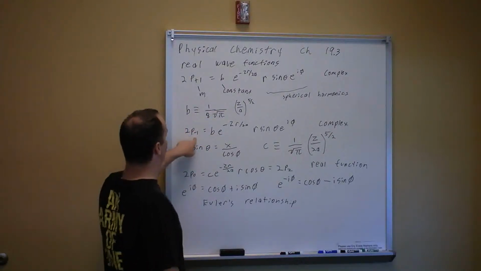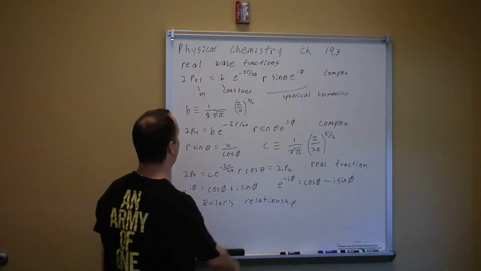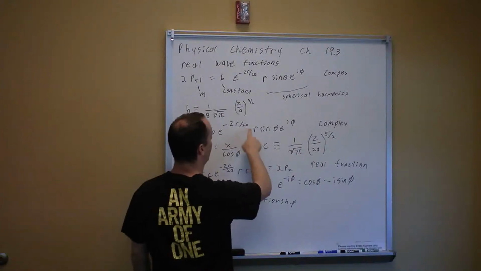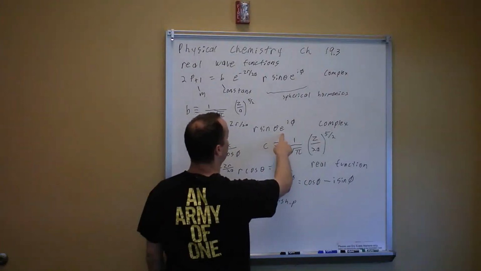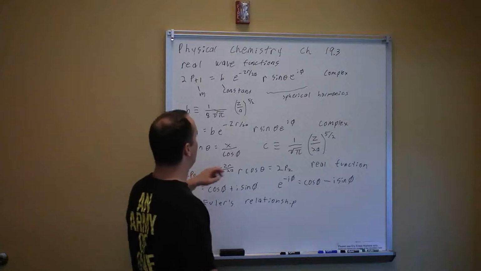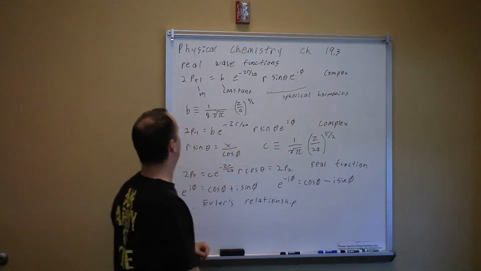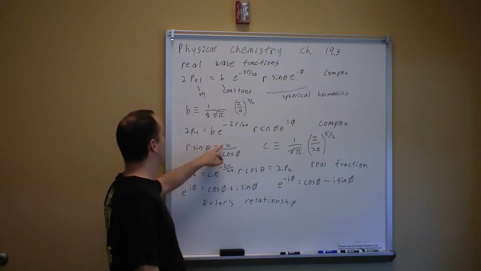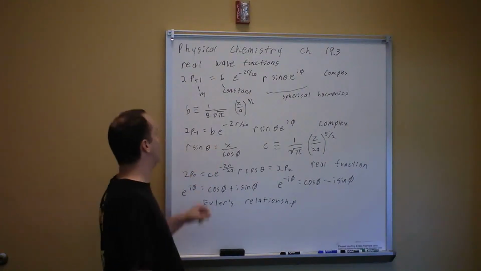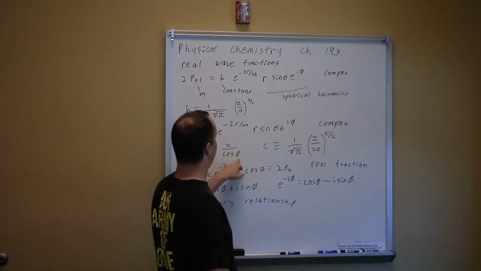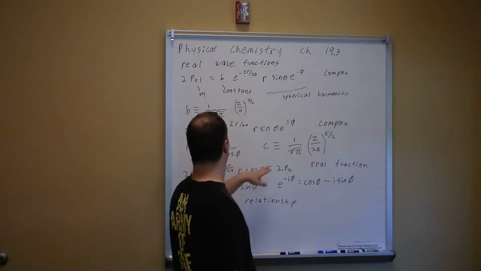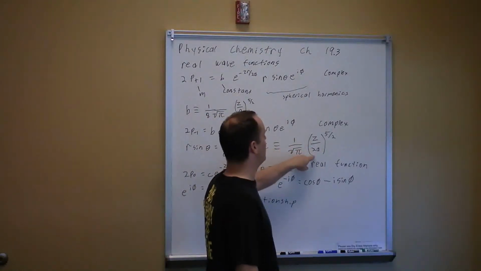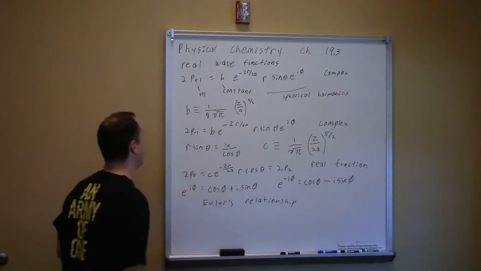For our 2p minus 1, m is minus 1 instead of plus 1, that's going to be equal to B times e to the minus Z r over 2a times r sine theta times e to the minus i phi. Notice both of these are complex. Now, r sine theta, for rectangular coordinates, is x over cosine of phi. Now C, we're going to be using that in a bit. C is defined as 1 over the square root of pi times Z over 2a to the 5 halves power.